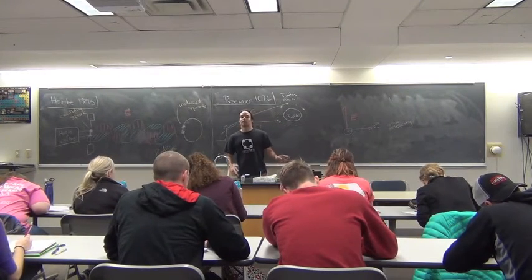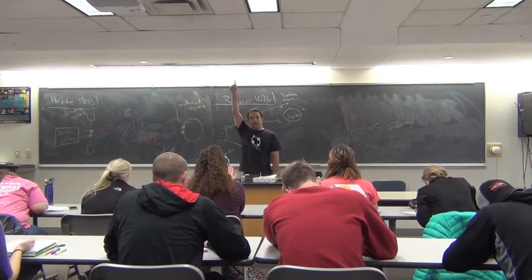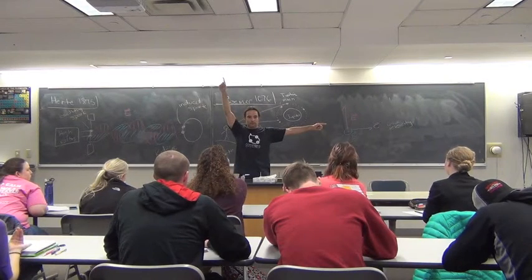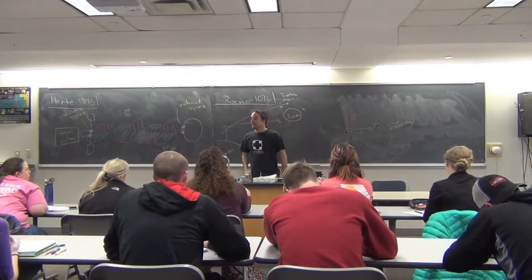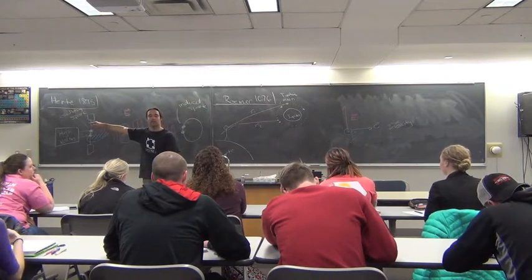Let's try that. Say the electric field is up, and the magnetic field is this way. Which way would the light move? Inward. Say the electric field is this way, magnetic field is that way.